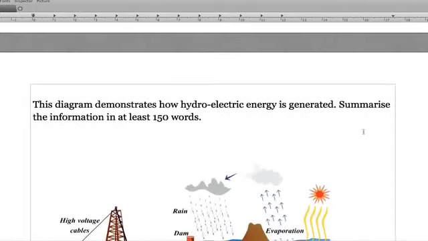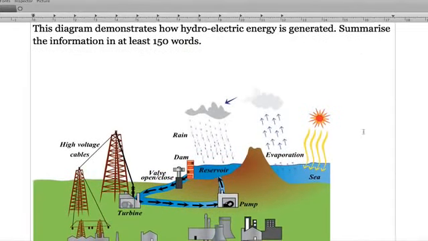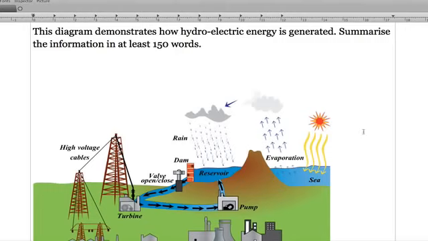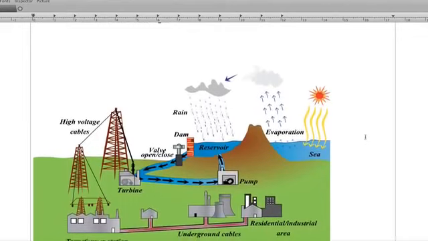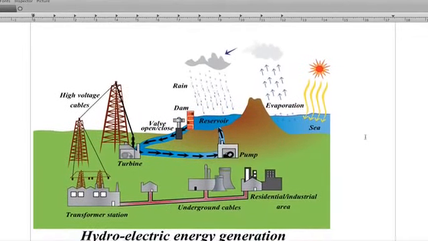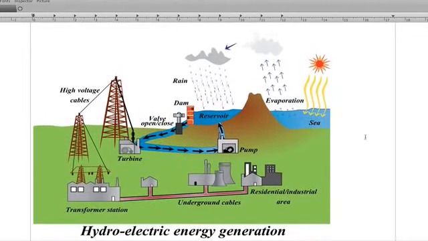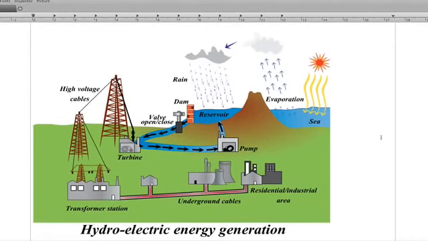So today we are going to look at this Task 1 diagram. The task description reads, "This diagram demonstrates how hydroelectric energy is generated. Summarize the information in at least 150 words." Okay, so very straightforward. Now the diagram itself, let's see if I can squeeze everything in here. Okay, so in this data source we see how water and the energy it produces is evolved into usable electricity.